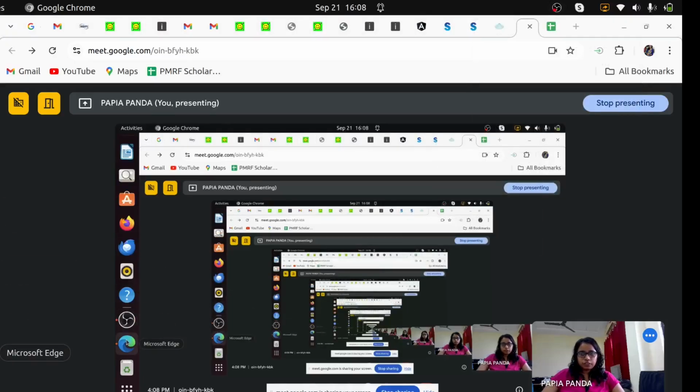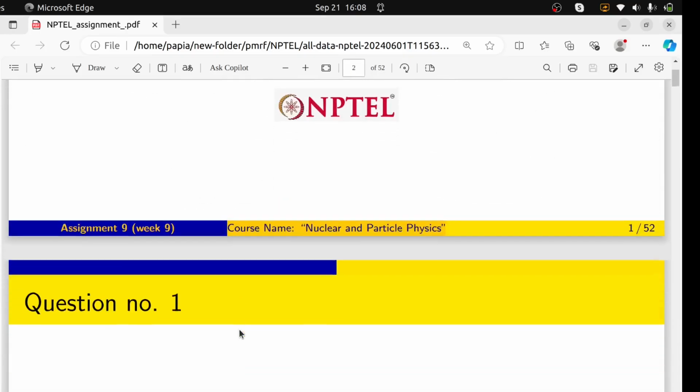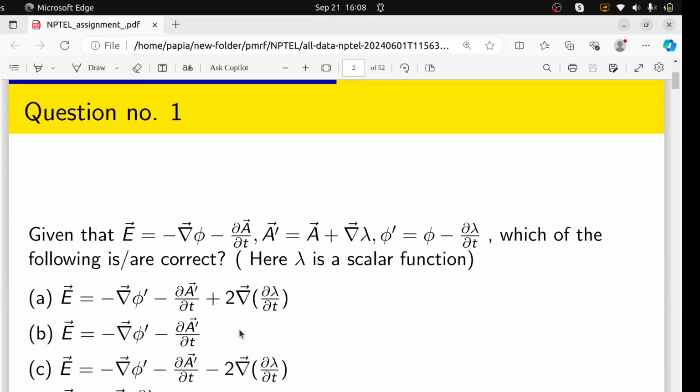So let's start today's session. Today we will talk about nuclear and particle physics assignment 9, week 9. Okay. So let's start. There will be some questions related to the previous year assignment question paper.